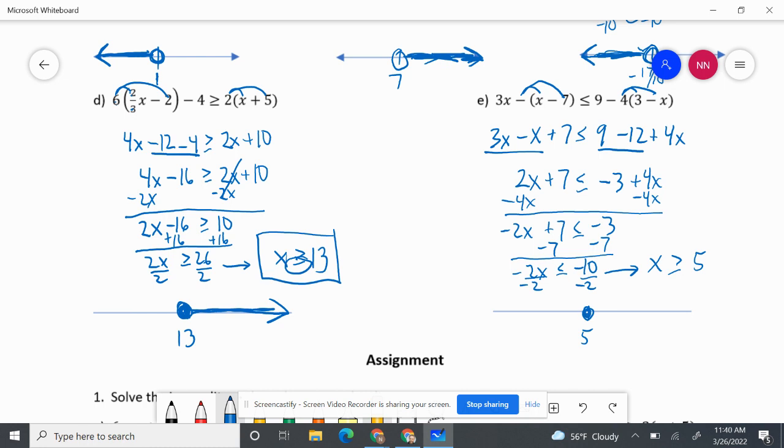It's a closed circle. Once again, the reason it's a closed circle is because there's a line underneath the inequality that includes it. So this is greater than or equal to, and then greater than values go to the right.